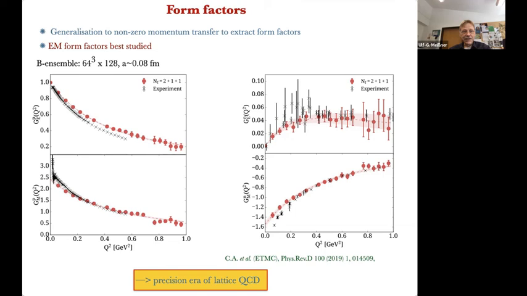Exactly. I said this: at low Q squared, there is an issue with the Q squared dependence of G_M, for both the proton and the neutron. It's correct. So this is what we need to understand. Is it continuum extrapolation? Is it finite volume? Is it contamination from pi N? This is still open.